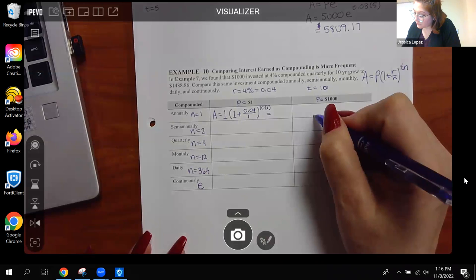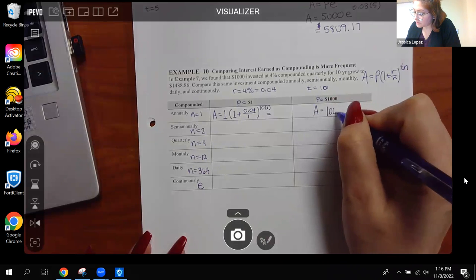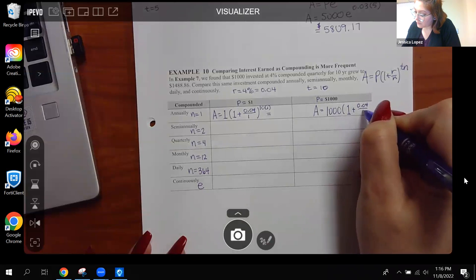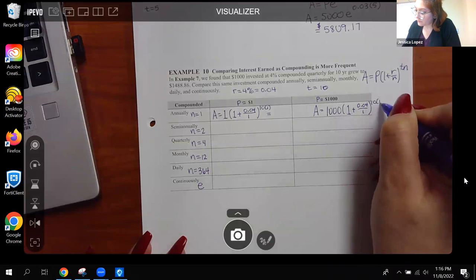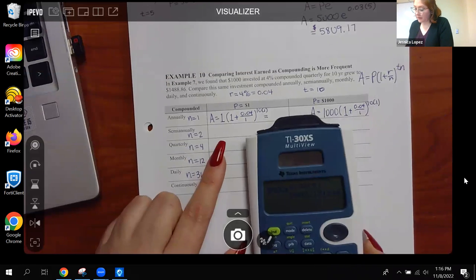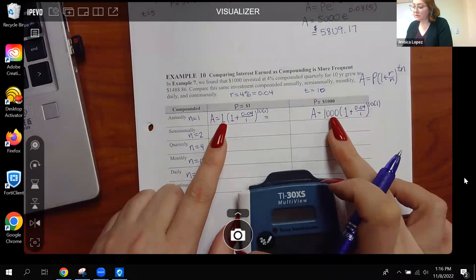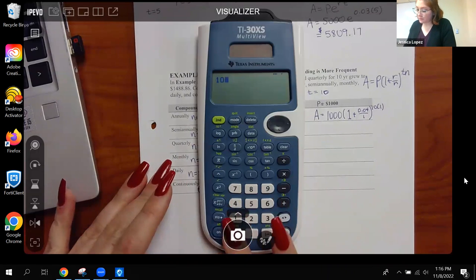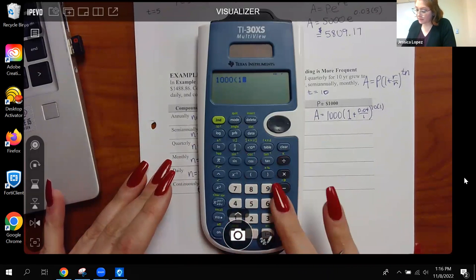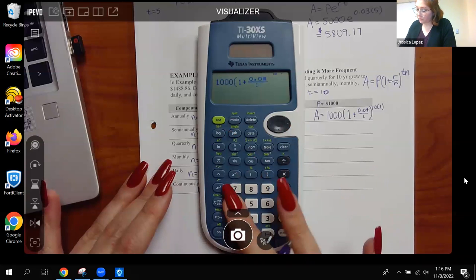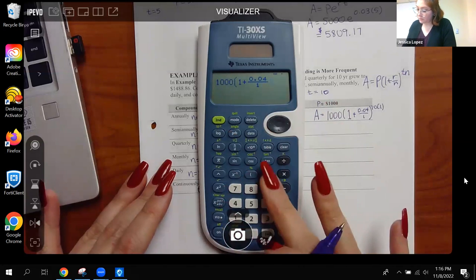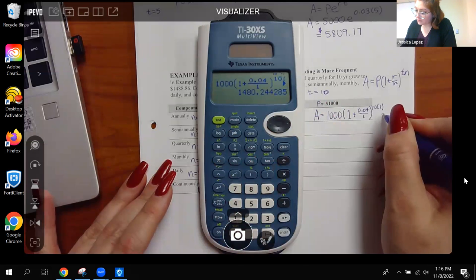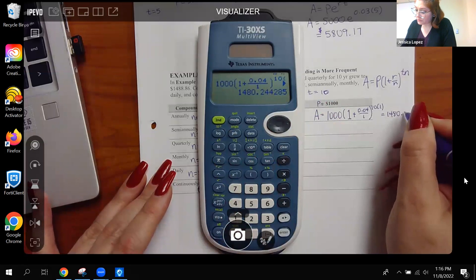For this one, we're going to do the same formula, but we're plugging in 1,000 for P. N is still 1. So let's see what we get. I'd rather do the 1,000 first, and then when I have to do this one, I'll just erase the zeros. Okay. So let me clear that out. 1,000, 1 plus the fraction 0.04 over 1, raised to the 10 times 1. And I get 1480.24.